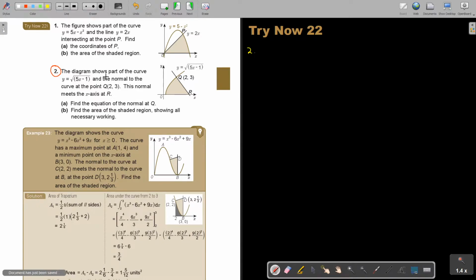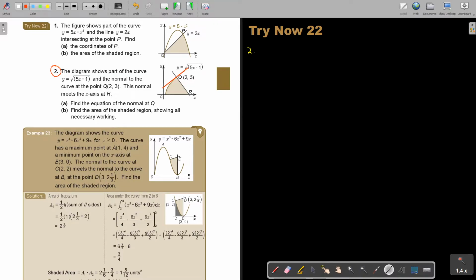Okay, the diagram shows part of the curve. This is the curve, so the function is already more complicated. And the normal to the curve at the point, this normal meets the x-axis at R there. Now, can you remember? I'm going to try to draw it in for you.